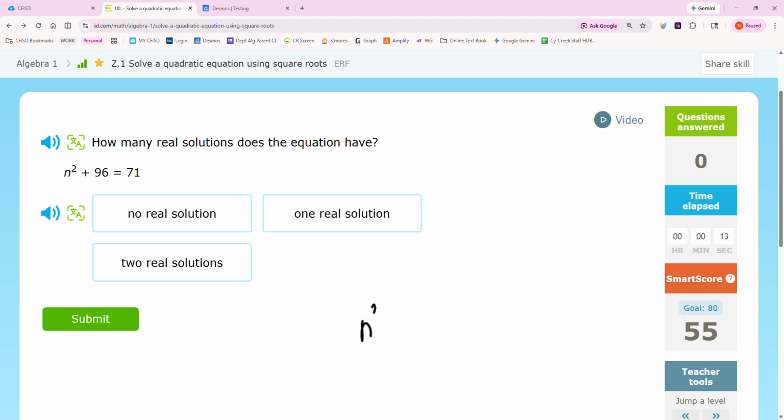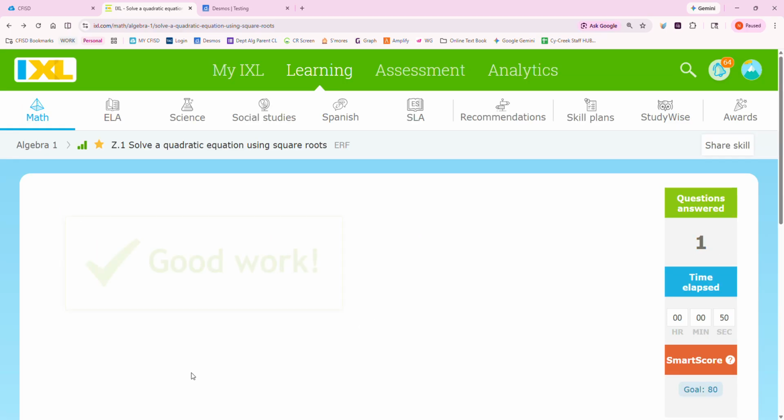All right, so this is going to become n squared equals 71 minus 96. Now, I'm going to talk about this problem here because this has no solution because 71 minus 96 is going to give me a negative number. So n squared is equal to a negative number because 96 is higher than 71. You cannot take the square root of a negative number. So this problem here has no real solutions. That means we are not going to cross the x-axis.